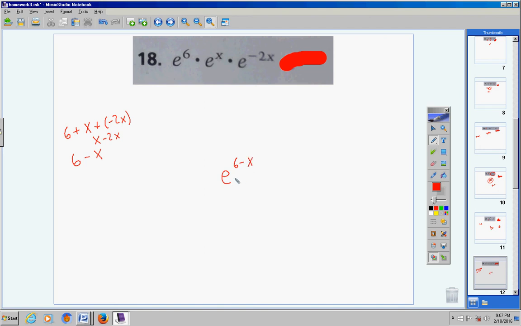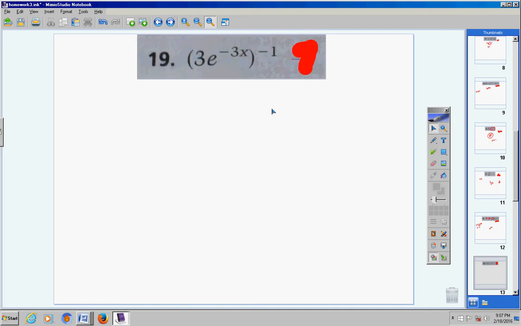It's that simple, guys. Let me go over it again. Okay, look. We're multiplying like bases, so write your like base once. Add your exponents. So 6 plus x plus negative 2x. There's no like term for 6. And we have a positive negative, it's the same thing as negative, so really we have x minus 2x, which is negative x. 6 negative x. There we go.